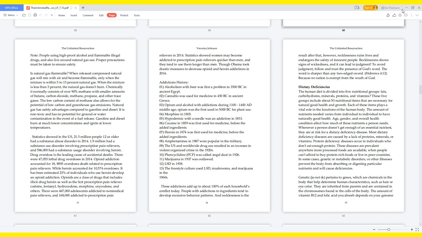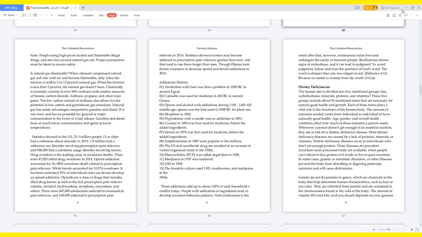Is natural gas flammable? When released, compressed natural gas will mix with air and become flammable only when the mixture is within 5 to 15% natural gas. When the mixture is less than 5%, the natural gas doesn't burn. Chemically, it normally consists of over 90% methane with smaller amounts of butane, carbon dioxide, propane, and other trace gases. The low carbon content of methane also allows for the potential of low carbon and greenhouse gas emissions.